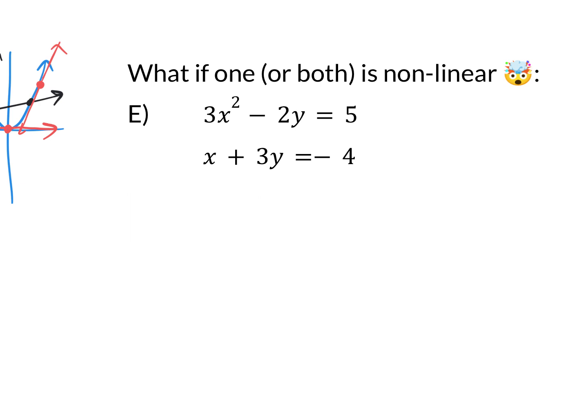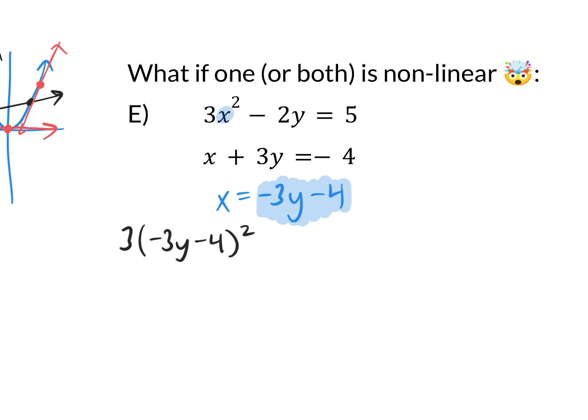If I solve this second equation for x, I would get negative 3y minus 4, right? Now, this is the part that's not super fun because this whole thing is going to replace x, which means we would have to do this whole thing squared and distribute and all that fun stuff and then simplify it. That will work. However, the easier way to do this one would be to get rid of the y's. So this is an option. You can do this if you want, but you don't have to, okay?